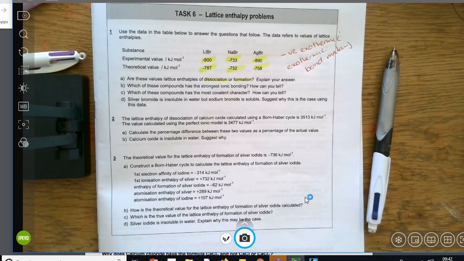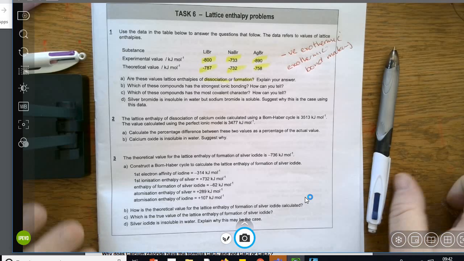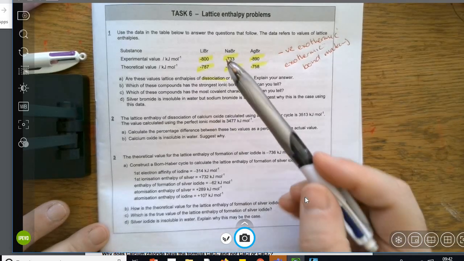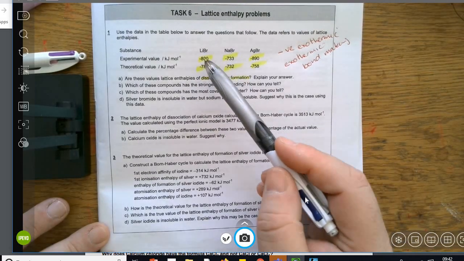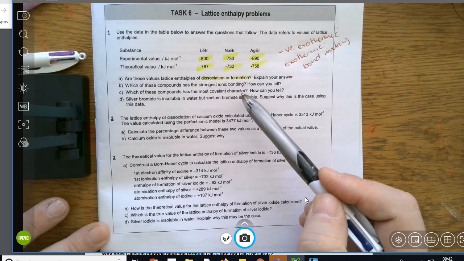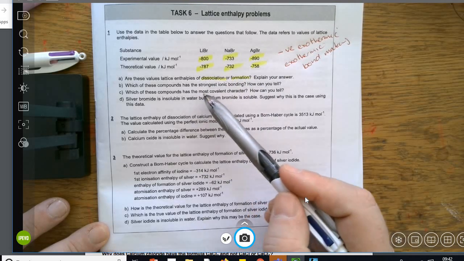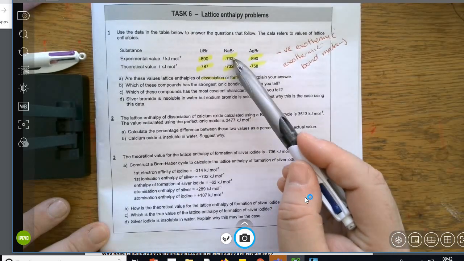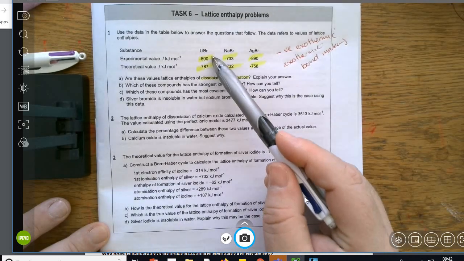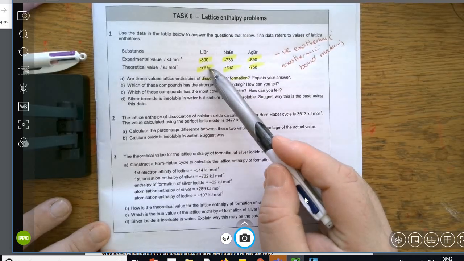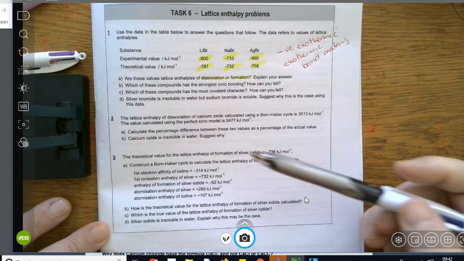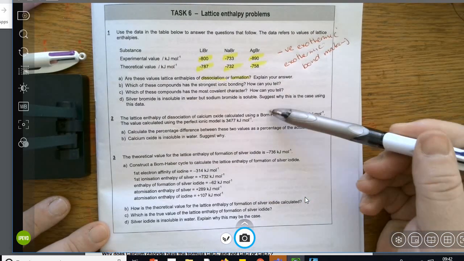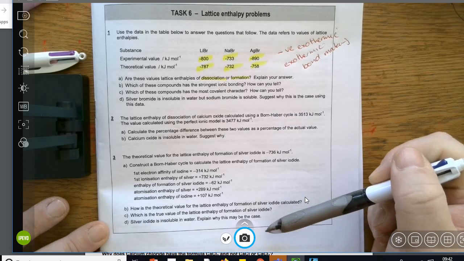It says then, which of these is the strongest ionic bonding? That's just looking at the physical values and working out which one is the strongest. Which of the compounds has the most covalent character? This is then where you have to do that calculation, where you take the theoretical away from the experimental and work it out as a percentage. Once you've done that, you can then have a go through the other questions on there.